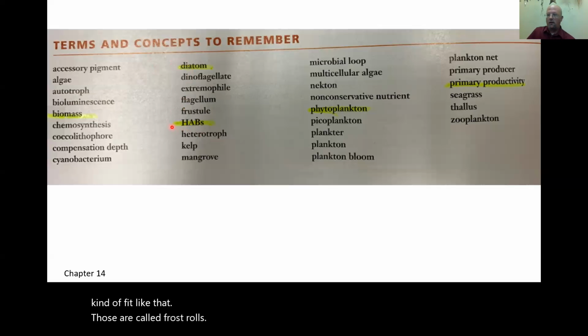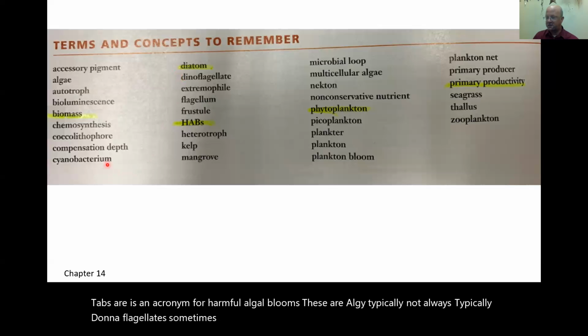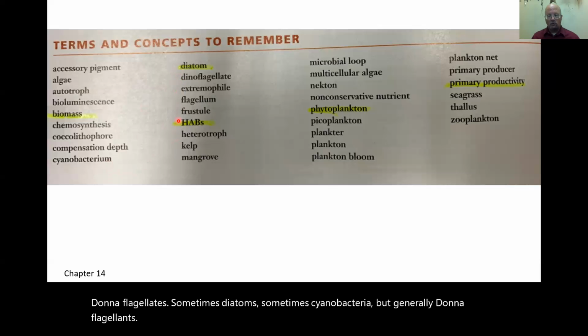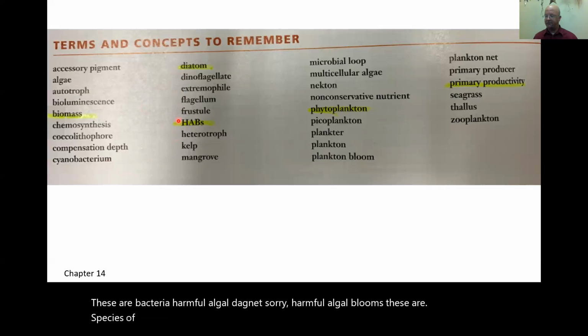HABs is an acronym for harmful algal blooms. These are algae, typically, not always, typically dinoflagellates, sometimes diatoms, sometimes cyanobacteria, but generally dinoflagellates. These are species of plants, typically, that live in the water and produce toxins.